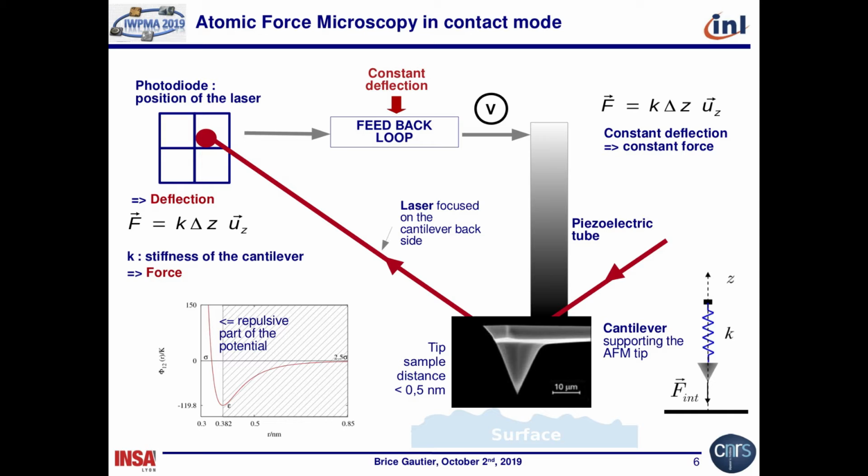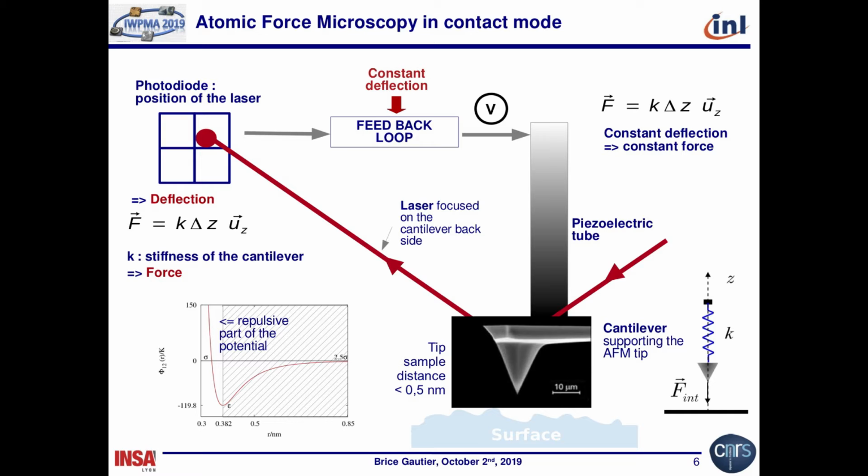And if there is any variation of the topography, you adjust the position of the piezoelectric that controls the motion of the tip in the Z direction so that the deflection is kept constant all the time. So this feedback loop keeps the deflection constant, and the voltage that you apply to keep this deflection constant is the topography signal. So this is the contact mode.